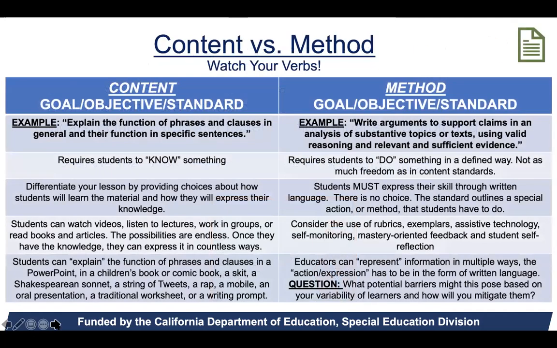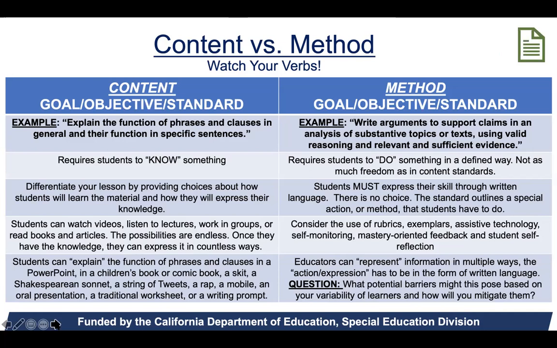So let's look at the 2 different types of standards or objectives. So the first is a content standard, and we have to be really clear or focused on the verb. So an example of a content standard would be explain the function of phrases and clauses in general and their function in specific sentences. So a content standard requires students to know something, but it also allows you to differentiate the lesson by providing a wide array of choices because the verb isn't specific in how students reach the goal.